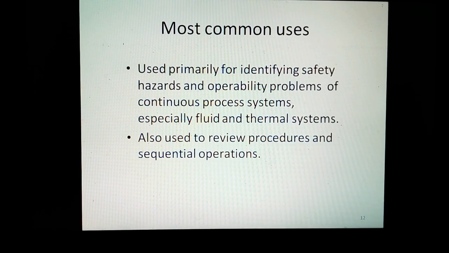Most common uses. Used primarily for identifying safety hazards and operability problems of continuous process systems, especially fluid and thermal systems. Used to review procedures and sequential operations.